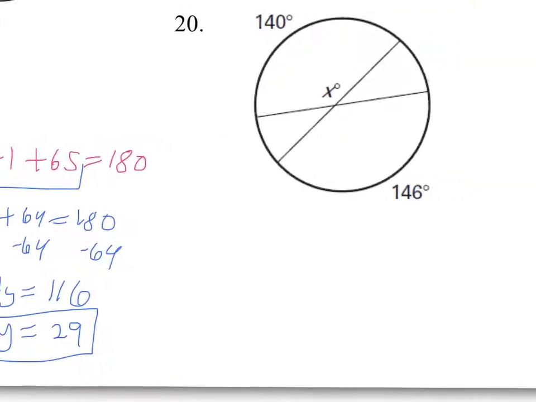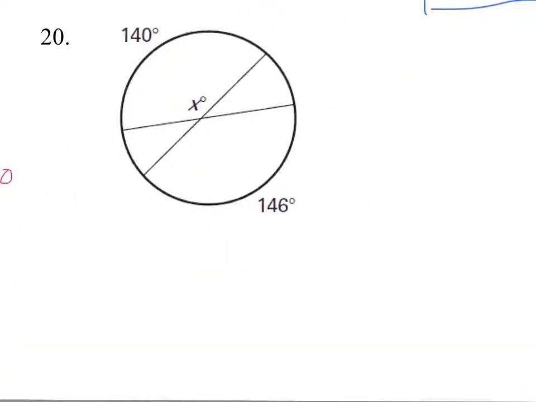Alright, next up, number 20. Number 20 comes out of lesson 10.5, and 10.5 had to do with angles related to a circle. And this kind of looks familiar to what we were doing before. We have an angle here, we have some arc measures here, and so you might think one of two things. Let me just go through what not to do first.